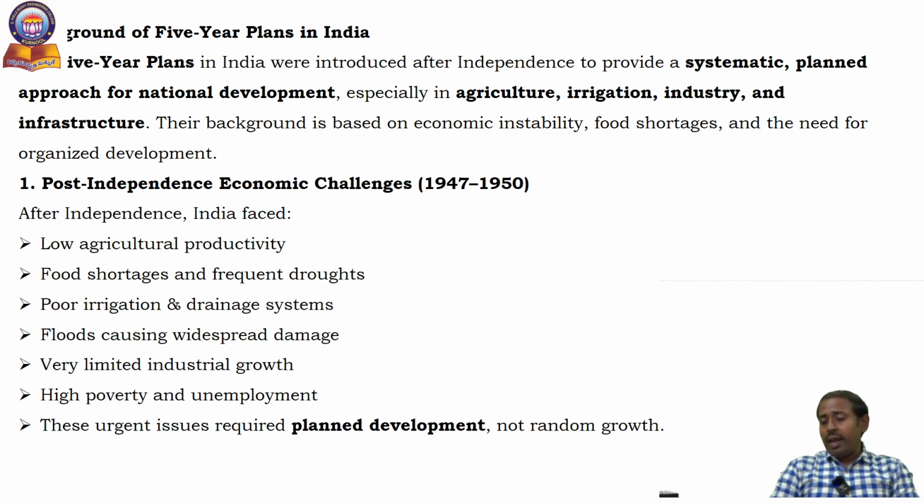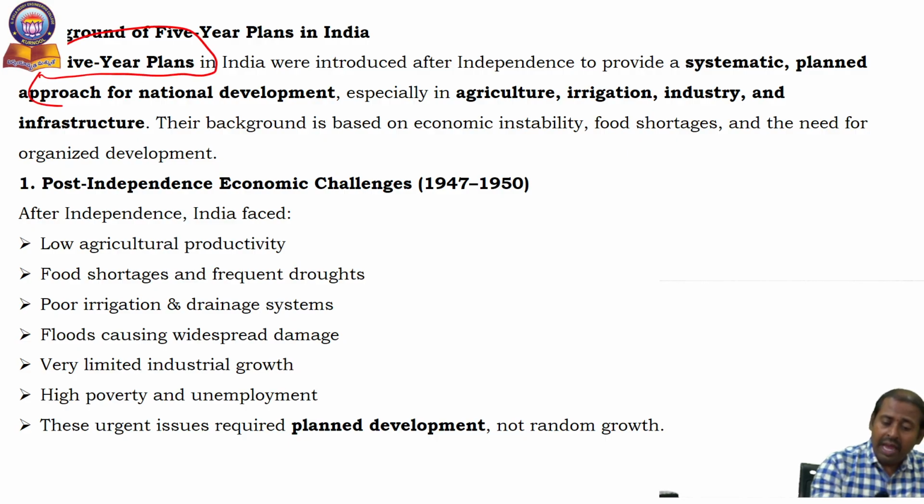By this irrigation development or drainage system, after independence, some plans were taken or initiated by India. What is the background of the 5-year plan in India? The 5-year plans in India were introduced after independence to provide a systematic planned approach for national development, especially in agriculture, irrigation, industry and infrastructure.